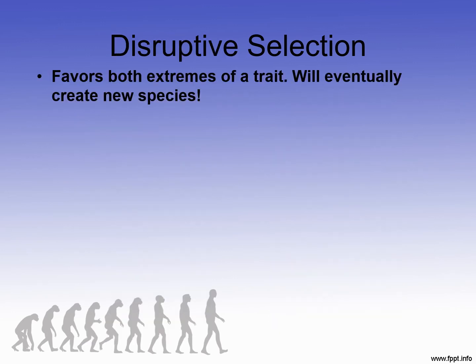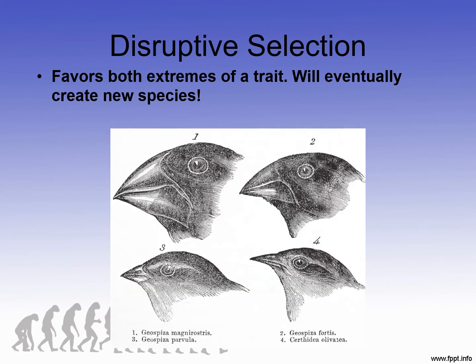Disruptive selection favors both extremes of a trait, and if it goes on long enough, it will actually create new species, right? So think about Darwin's finches.